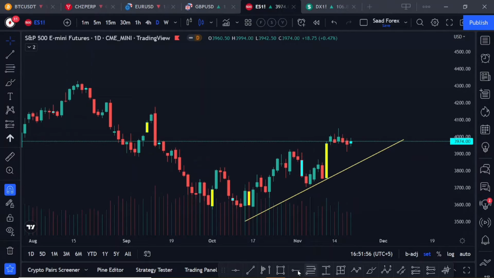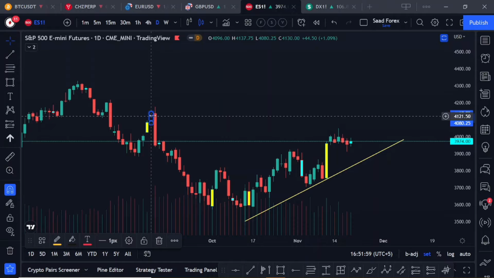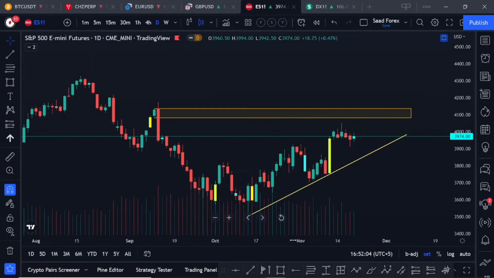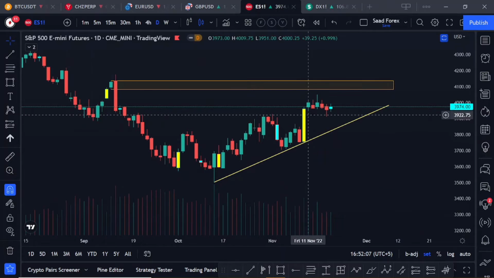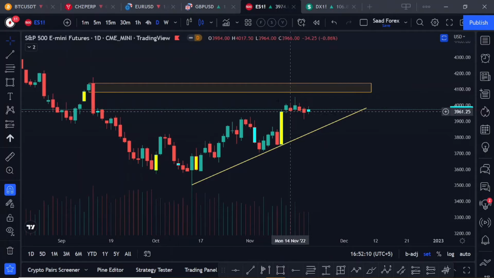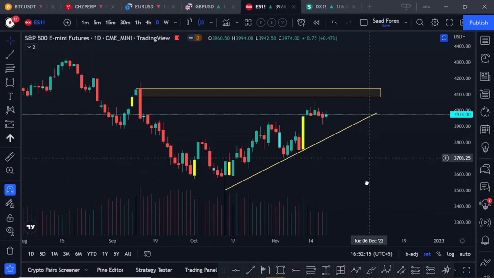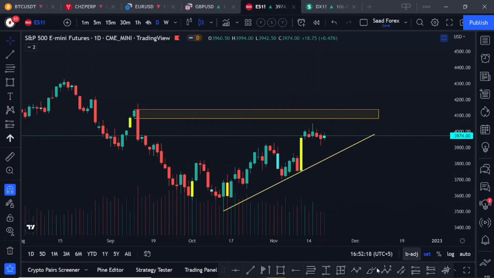And probably a supply zone around here. We have been rejected really hard before. We haven't reached this level yet. So we have been consolidating for 1, 2, 3, 4, 5, 6 days. Market has no clear move up or down. So we would like to see the price reach this supply zone first and take its reaction. That would probably be bearish because dollar is likely to pump.